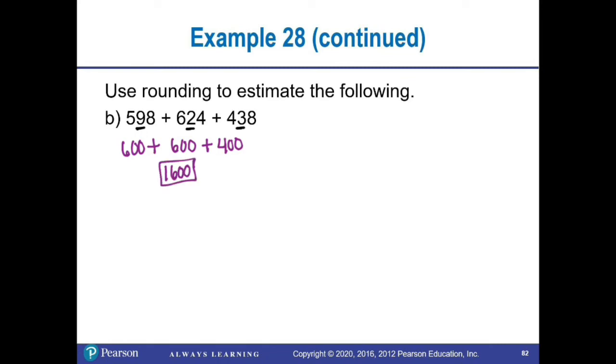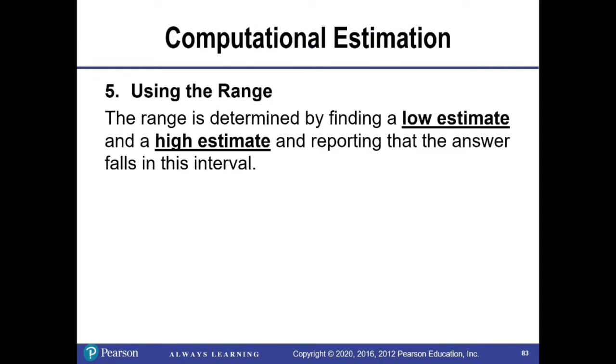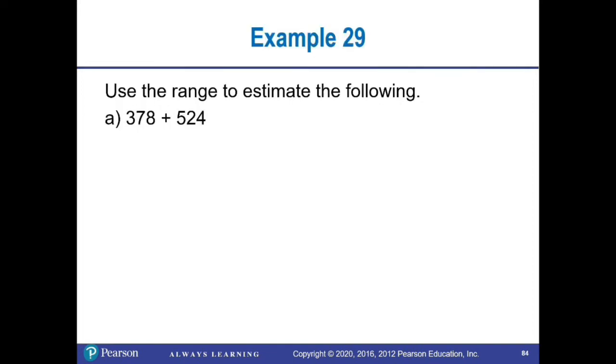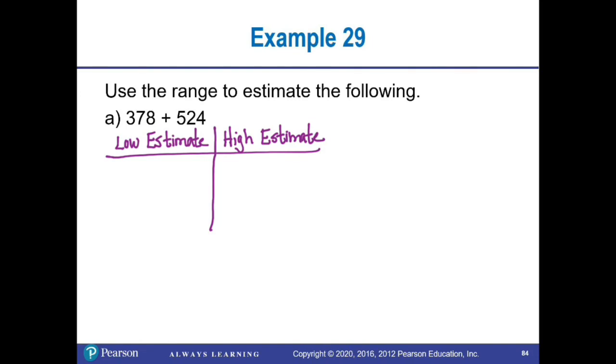Our last strategy for estimation is going to give us a range. So here we'll make a low estimate and a high estimate. Make your columns for a low estimate and a high estimate. So low estimate will round every number down. 378 will round down to 300.